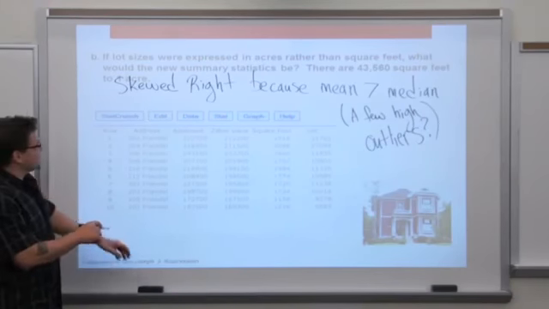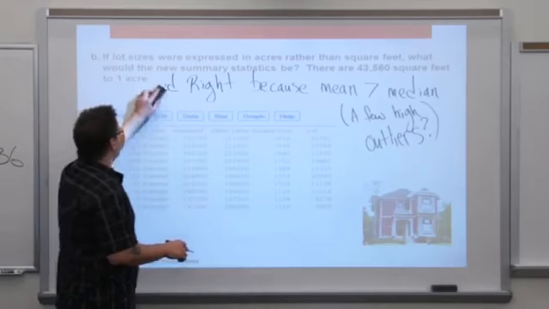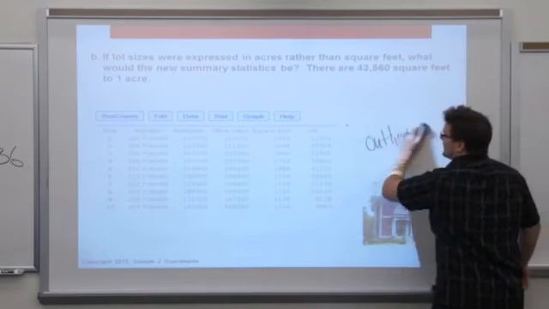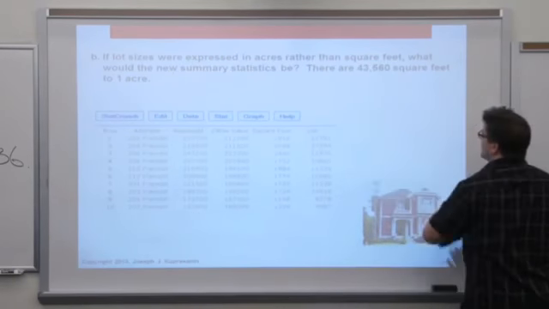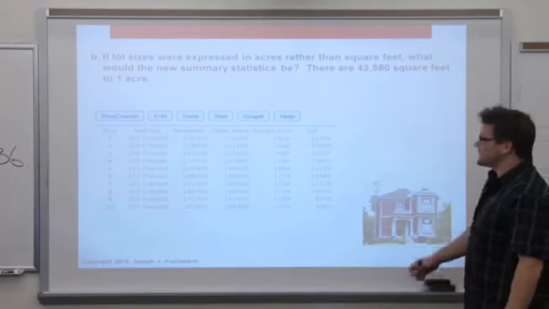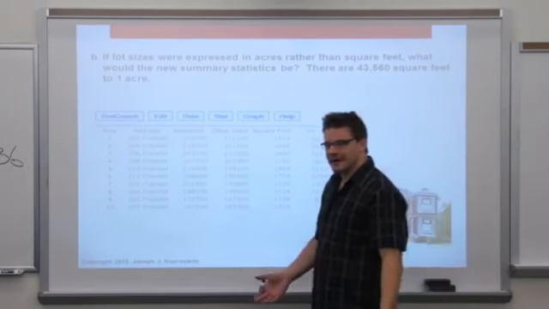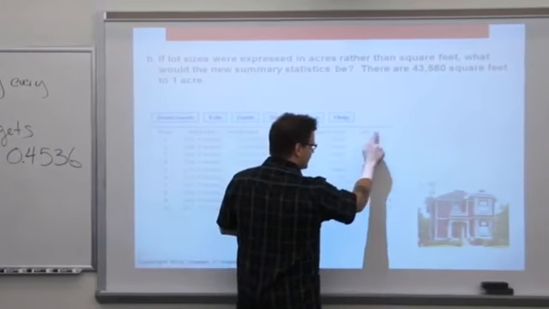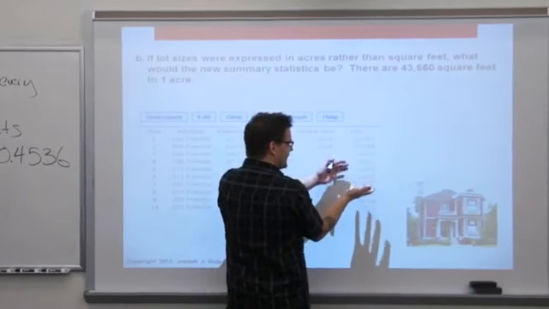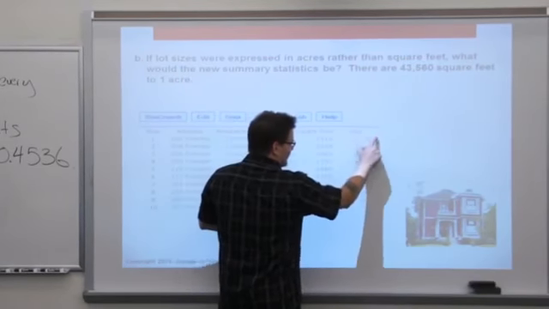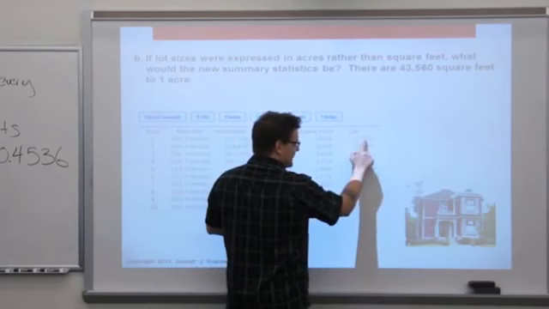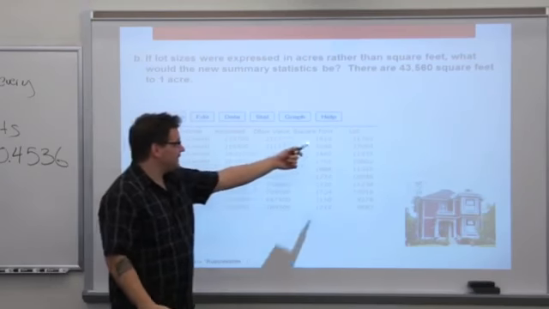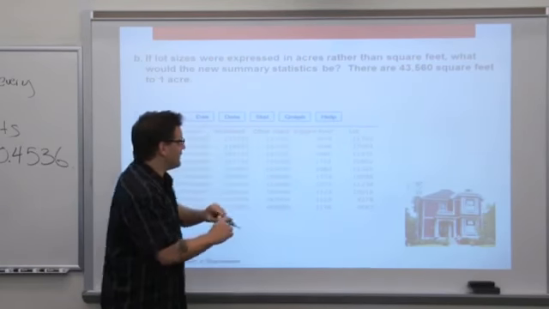Part B, if lot sizes were expressed in acres rather than square feet. Now, typically, we might think of a lot size in terms of acres. What would the new summary statistics be? There are 43,560 square feet to 1 acre. Okay, so think about your data. I need to take lot size and convert it to acres. This first lot size is 11,761 square feet. How many acres is that? I would take each of these and divide them by 43,560.